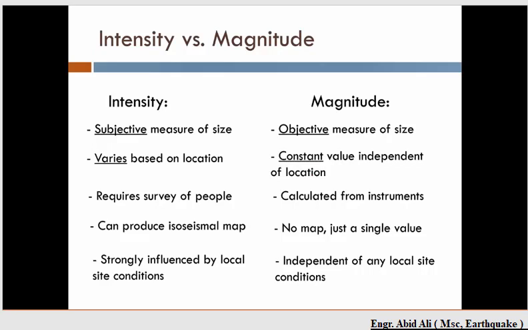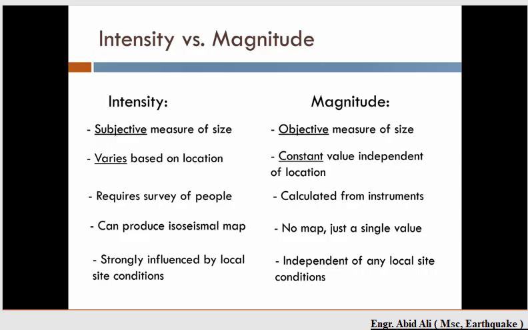Generally, though, there have been studies in recent decades that have correlated intensity back to measured ground motions from instruments. In that instance, it's not really subjective, but it was intended to be a subjective measure. We can produce intensity maps, and it is strongly influenced by local site conditions.